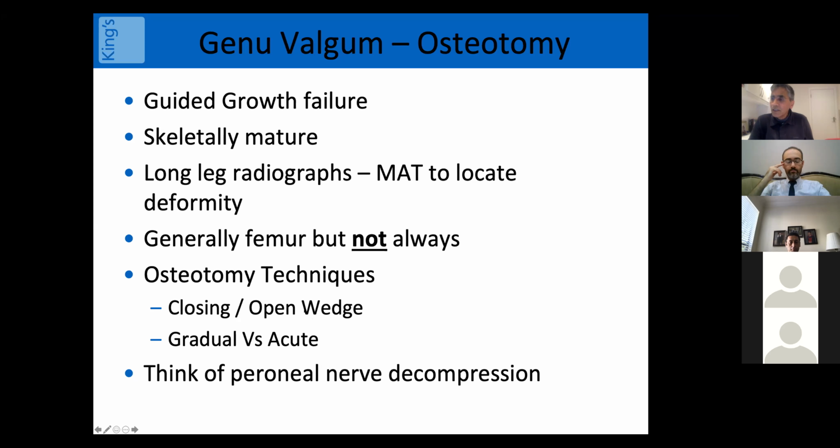I prefer closed wedge in older children. Gradual or acute, depending upon the magnitude. If it is beyond 20 degrees, I tend to do gradual. Under that, I tend to do acute. Always think of peroneal nerve, and you can decide whether you want to really correct, decompress it or not.